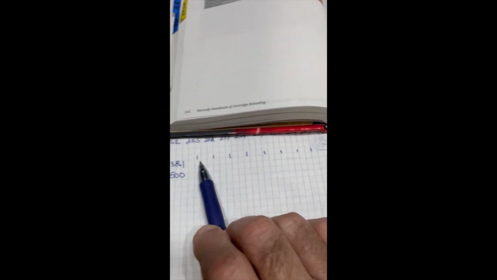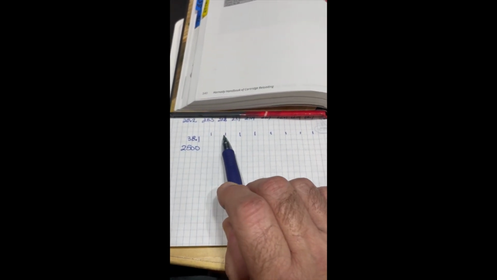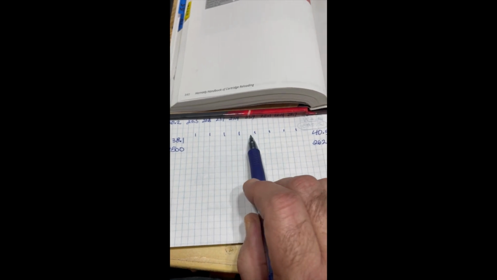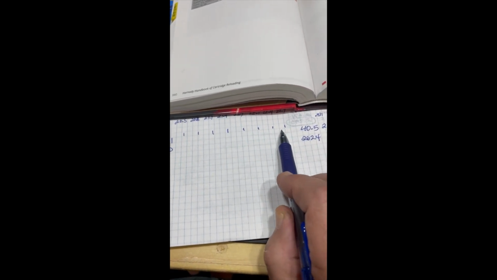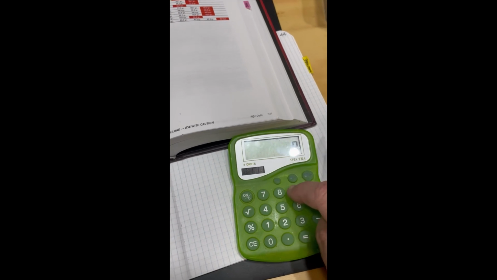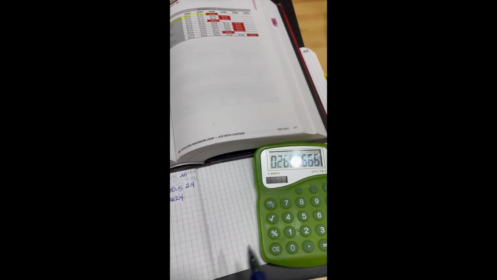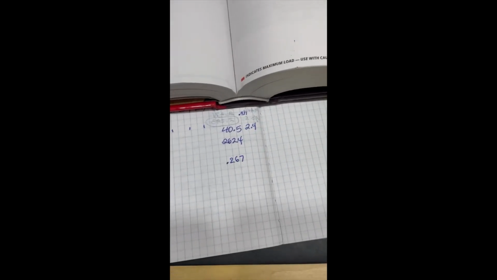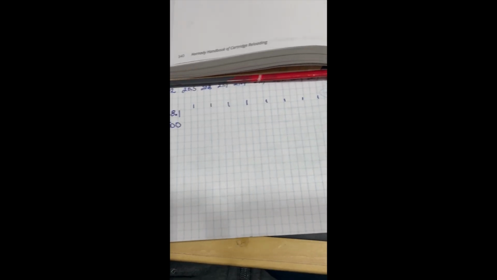And I'm going to divide that by 9 because we want 8 steps in here, but we've got 1, 2, 3, 4, 5, 6, 7, 8, 9 spaces. So 2.4 divided by 9 equals 0.2666. We'll just say 0.267 is the difference there.